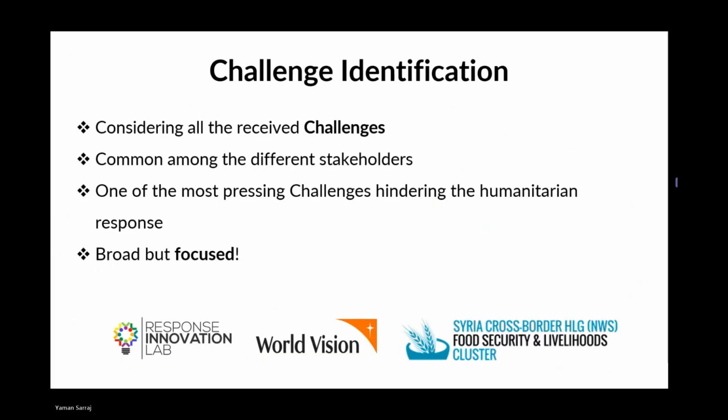Yeah. So for challenge identification, once again, we considered all the challenges received, as we received over 40 responses. We try to find commonalities among different stakeholders, and one of the most pressing challenges hindering the humanitarian response. As always, we are broad but focused on our response. Talking about climate change itself, as you know, climate change has significantly worsened food insecurity in Syria. The country's agriculture sector, already vulnerable, has been further strained by severe drought, rising temperature, and erratic rainfall, leading to a myriad of challenges for farmers and communities.